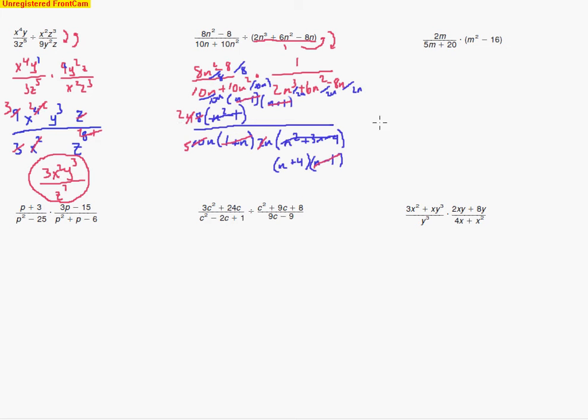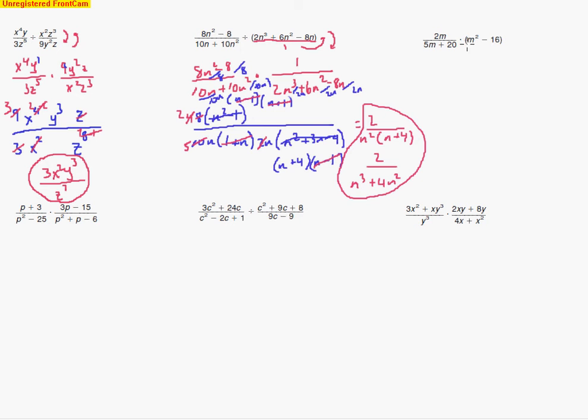So let's see what's left over. On top, all I've got left over is this 2. Down below, I've got 2 n's here, so n squared, and then the n plus 4. There's my answer. Now, you could see the answer like this, or you might end up seeing it multiplied out as 2 over n to the third power plus 4n squared. Either way is acceptable. Now let's move on to the next one.